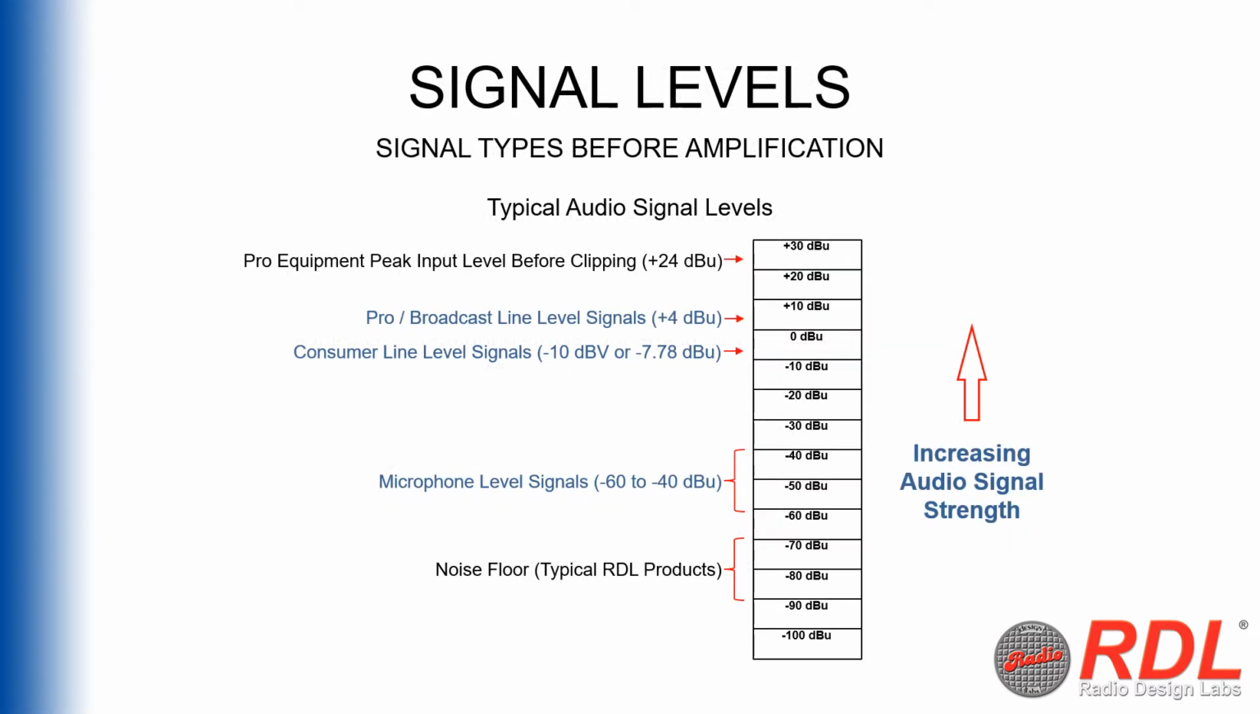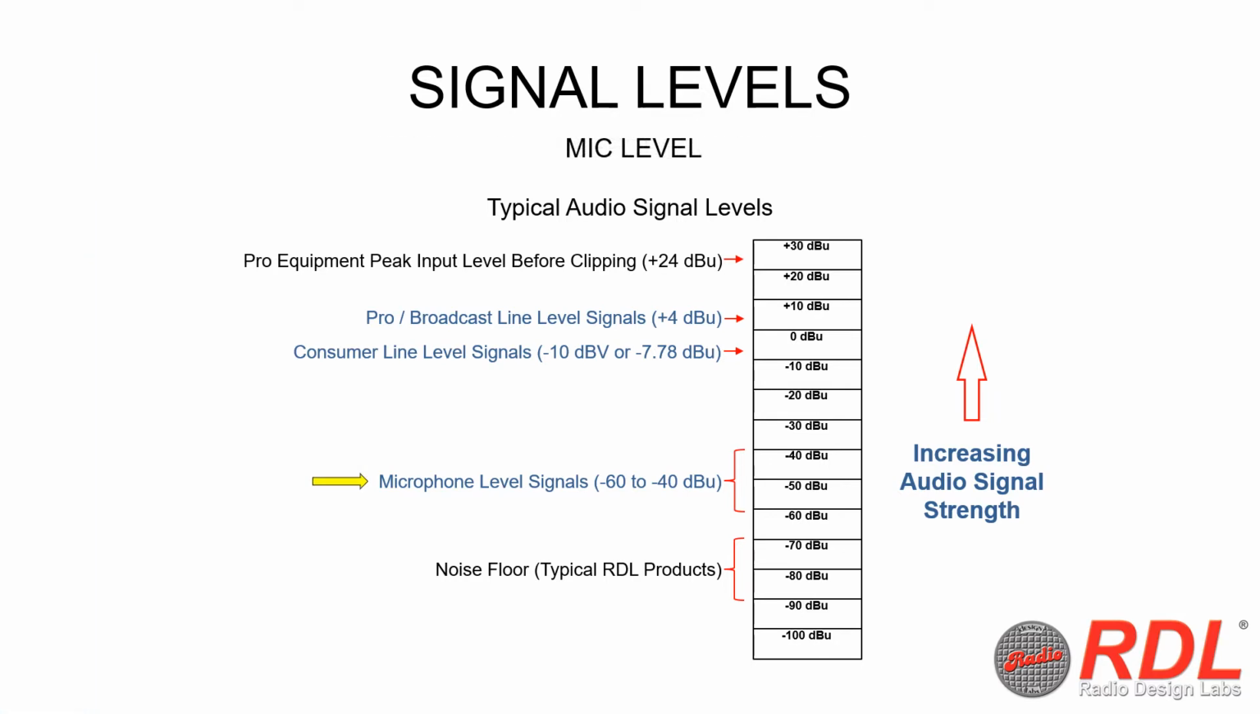In commercial audio, the three most common levels of signals are microphone, line, and speaker levels. Speaker levels are post-amplifier and can vary greatly depending on the power of an amplifier. This chart represents mic and line levels, which are the signals used in audio electronics before amplification. I'll start with the lowest or weakest signal level and work up to the highest.